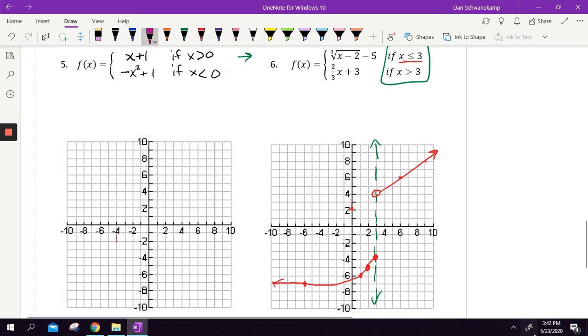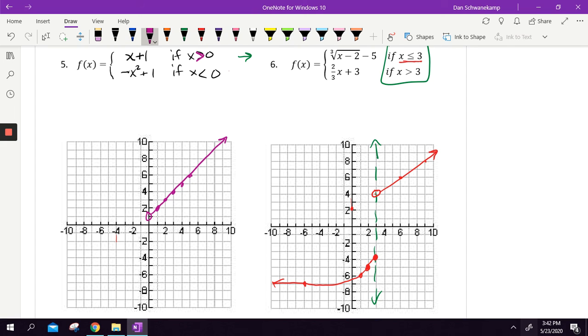Okay, so I'm going to graph x plus 1 when it's greater than 0. So I'm going to go to plus 1. My y-intercept is 1. This is a line. My slope is 1, so I'm up 1 over 1, up 1 over 1, up 1 over 1. Boom, boom, boom. Oh, it needs to be an open circle at that spot, and it's going to go to the right because that's a greater than sign.